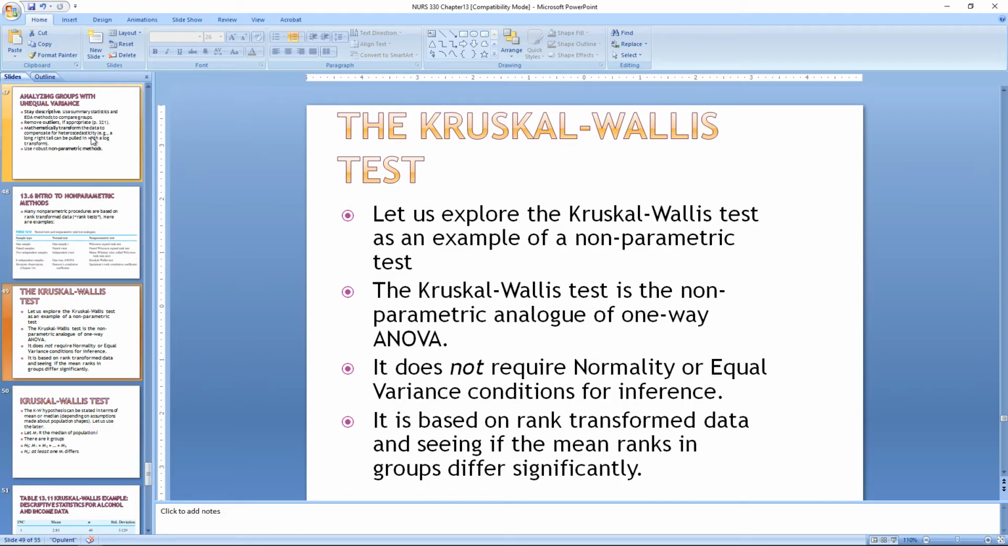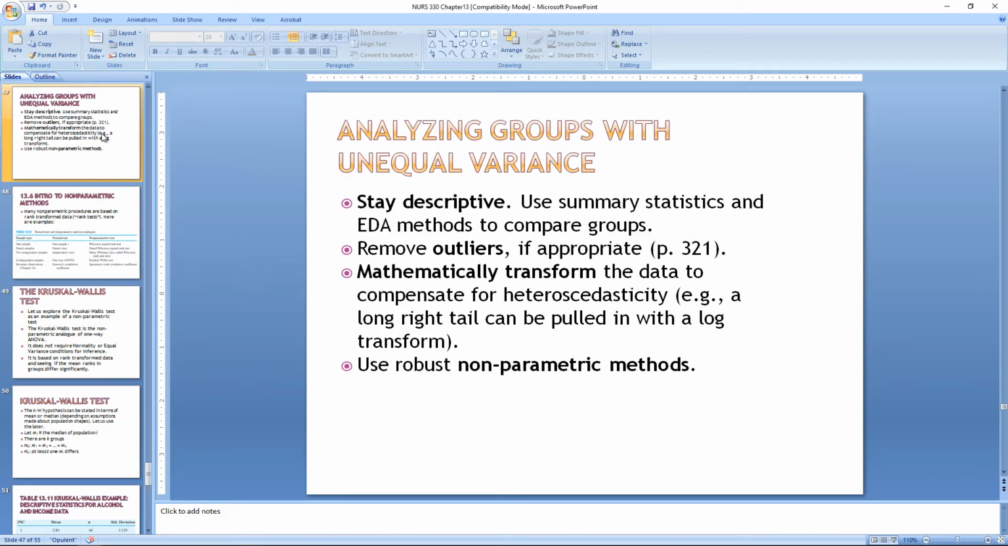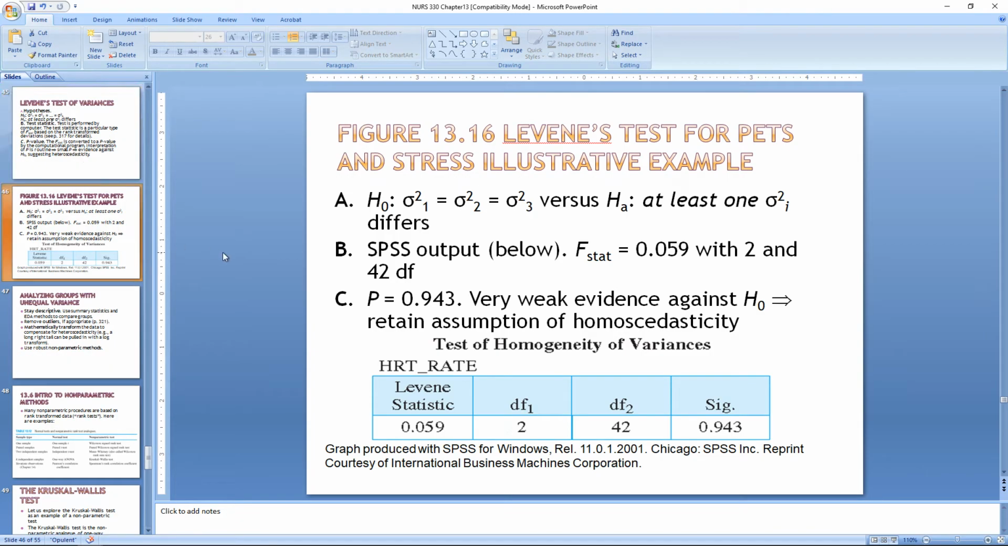Wait a minute, that doesn't seem like the next slide. Yes, this is the next slide. Sorry. I don't know how that moved around on me.